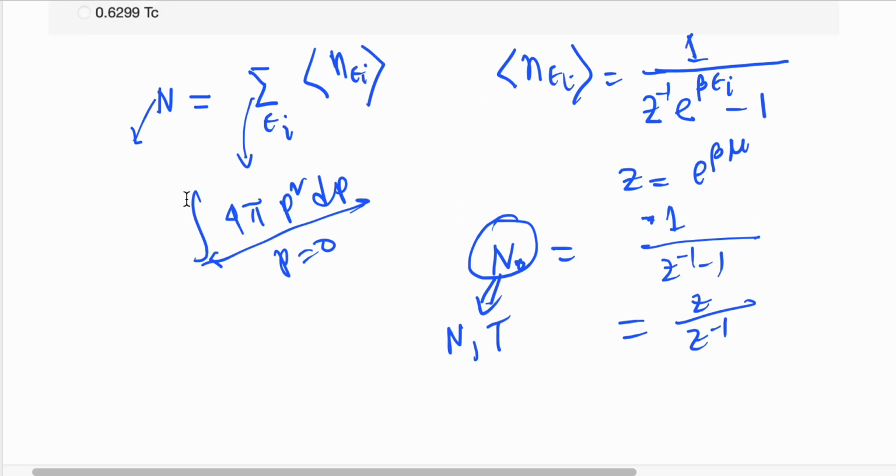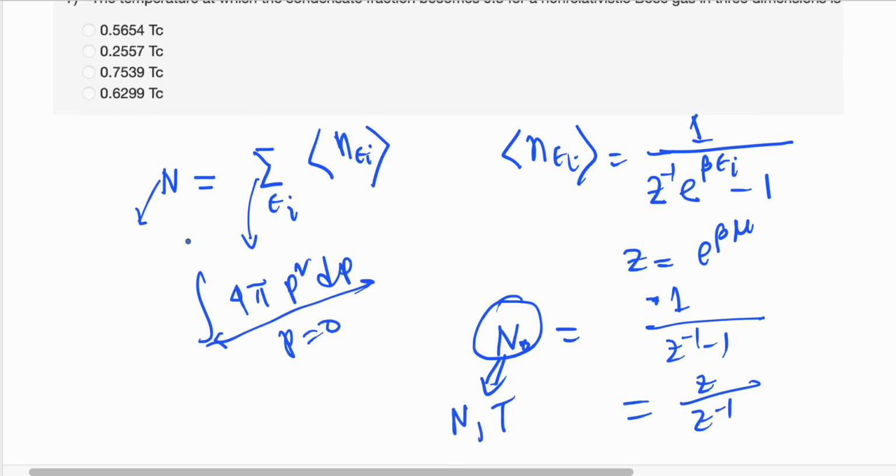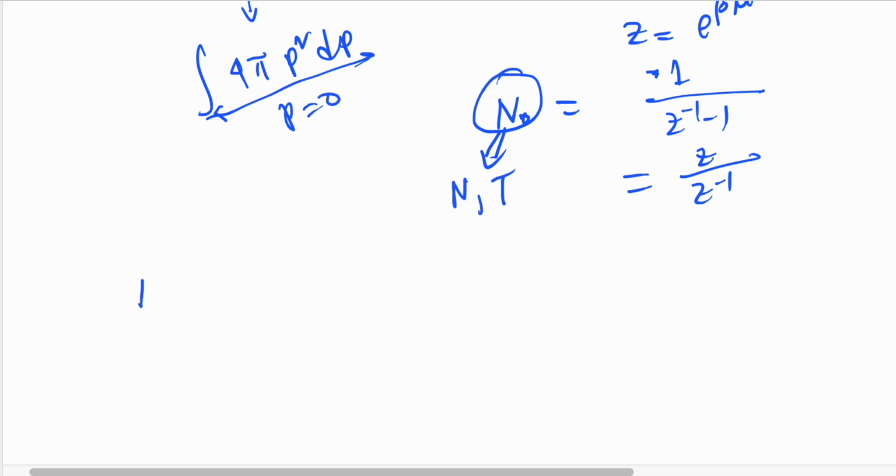As I told you in question number 3, n or rho can be written in terms of 1 by lambda cube into some polylog function. So rho will be 1 by lambda cube times the polylog g 3 by 2 of z, where z is the fugacity.